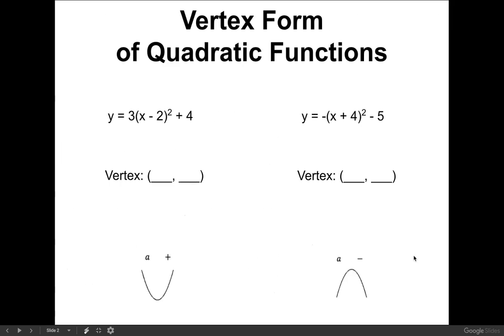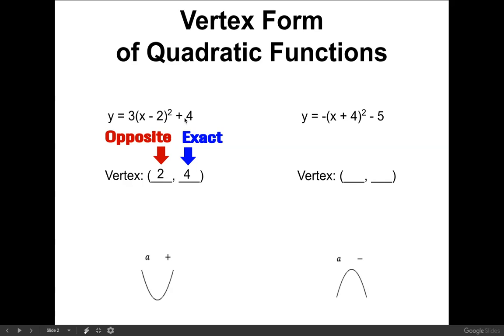So let's look at these examples and name the vertex. This is in vertex form. We have 3 times (x minus 2) quantity squared plus 4. We can name our h, k in order to find the vertex. So first we want the opposite for the h, so we would write a 2. We see a negative, but you'll write the opposite, a positive 2. For the k, you write exactly what you see, so 4.